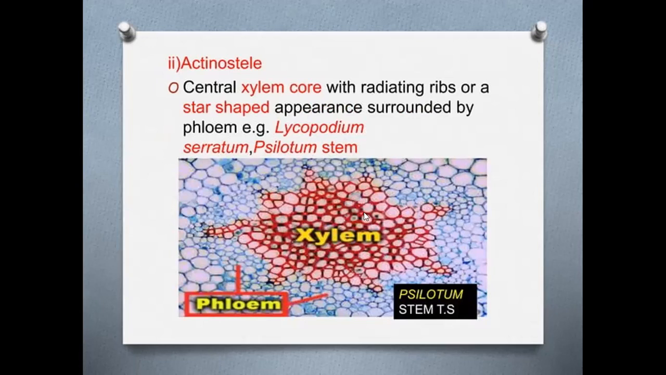So when we observe the xylem, it appears in the form of a star shape. And at the tips of these radiating arms shows the presence of the protoxylem. So this is the protoxylem. You can look into this here. So this type of protostele condition is called as actinostele.